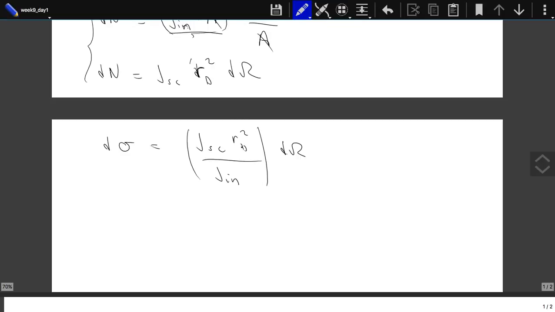Now, it seems that it depends on the distance squared of the detector, so the further away my detector is, the larger d sigma would seem to be. But that's not true. Keep in mind that the scattered current density is proportional to 1 over R_D squared. So the product of J scattered and the detector distance squared is a constant. It does not depend on the position of my detector.